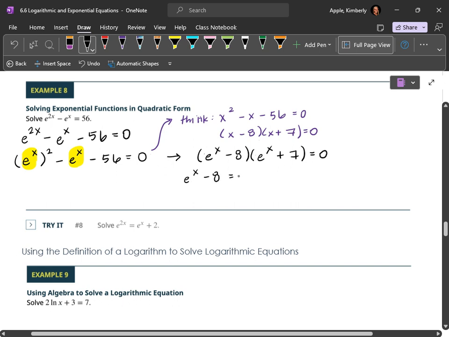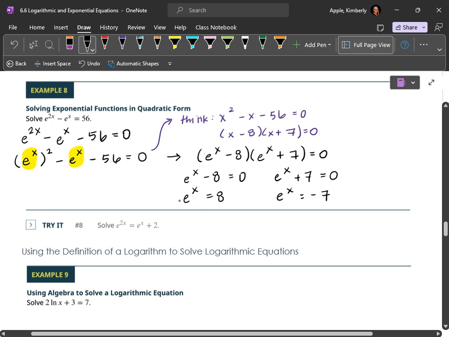So this is e to the x minus 8 equals 0, and e to the x plus 7 equals 0. And then I'm going to have two equations to solve, which makes sense because this is a quadratic. We should have a couple of solutions. This would be e to the x equals 8, and e to the x equals negative 7.